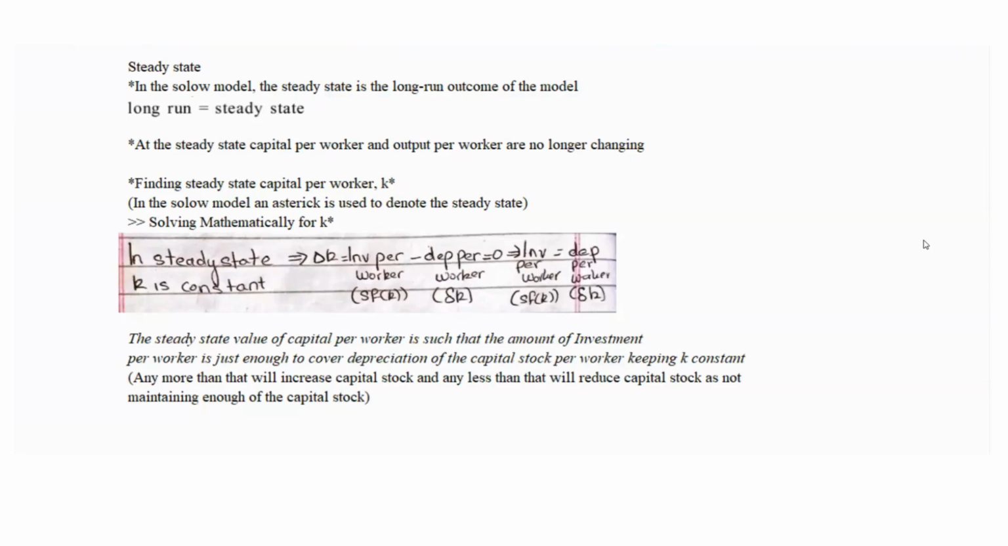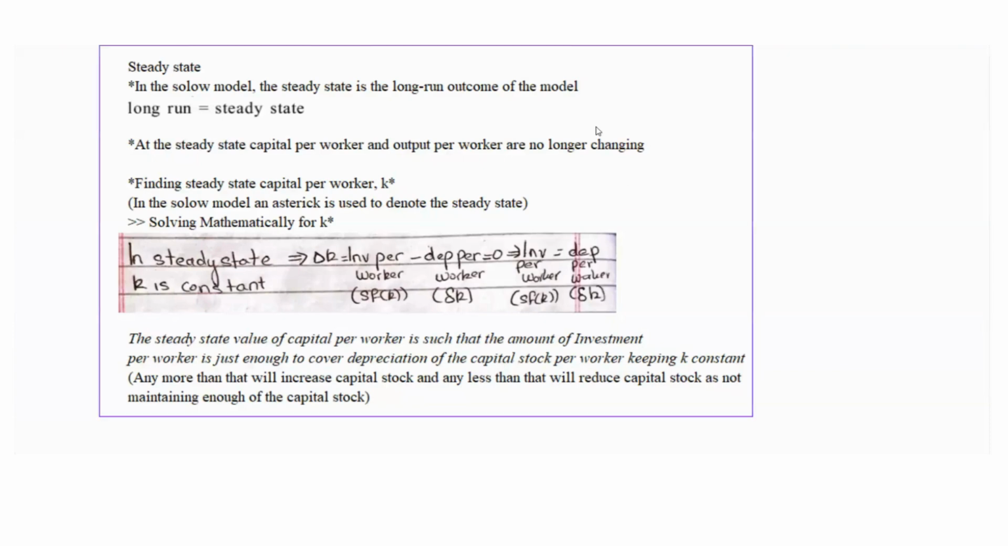We want to look at the steady state in the basic Solow model where we don't have any population growth or any technological progress. First, let's look at what we mean by steady state. In the Solow model, steady state is the long-run outcome of the model. In our basic Solow model, at the steady state, capital per worker and output per worker are no longer changing. That's how we're defining a steady state in this model: capital per worker and output per worker are constant.